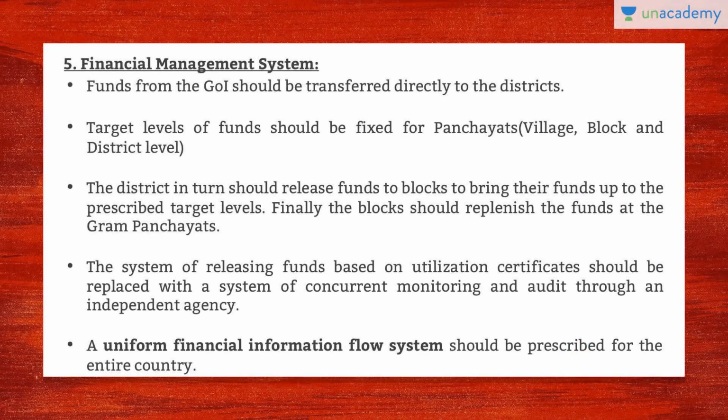Then the fifth point is financial management system. So funds from the Government of India should be transferred directly to the districts. Target levels of funds should be fixed for panchayats, that is village, block and district level, and the district should release funds to blocks to bring their funds up to the prescribed target levels. And finally the blocks should replenish the funds at the gram panchayats. So the system of releasing funds based on utilization certificates should be replaced with a system of concurrent monitoring and audit through an independent agency, and a uniform financial information flow system should be prescribed for the entire country. So that is a must.